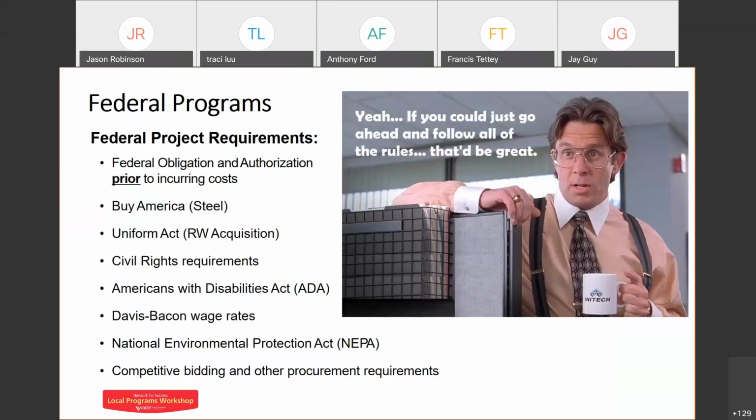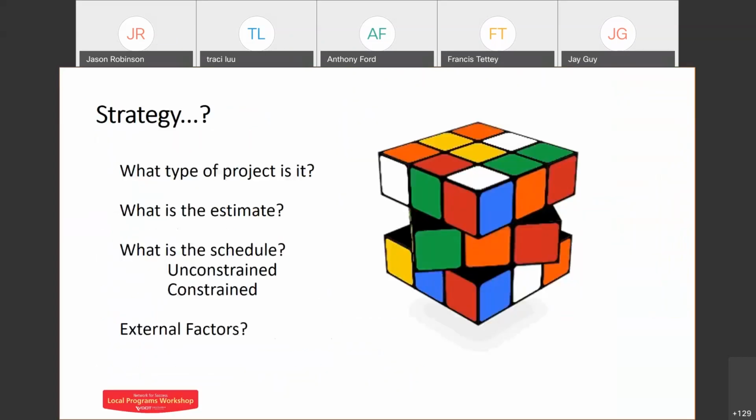With all those, Lumbergh would tell you, if you could just follow all the rules, that'd be great. So with that, I'm going to turn it over to Mr. Fulcher, who will walk you guys through some other ideas on your schedules and estimates.